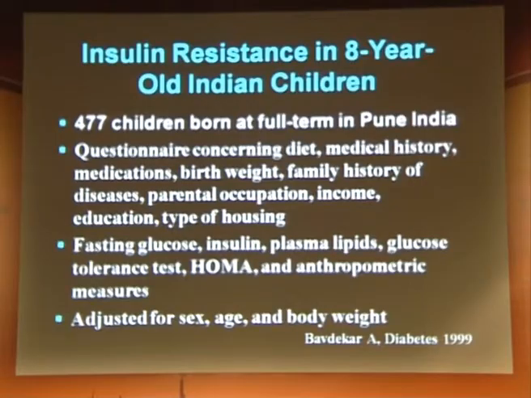So a study was done in India, looked at around 500 children who were born full term. Again, that was questionnaire-based data in the beginning concerning all of the factors that could increase the risk for type 2 diabetes. They got very nice data from that. And they also then did fasting glucose, insulin, lipid, glucose tolerance, HOMA, which is a measure of insulin sensitivity, and then measures of body mass index and composition, and adjusted for sex, age, and body weight.